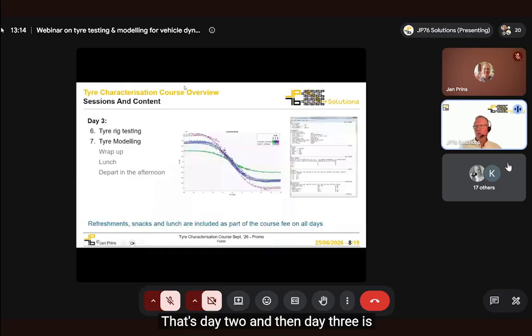That's day 2, and then day 3 is the final day. It's really only a morning where we'll finish off with tyre rig testing, because the state of the art still is that you need to do an awful lot of tyre testing to get data to create models from. So we'll explain everything about that, and then we'll finish off with a session on tyre modelling: what tyre models would you use for whole vehicle dynamic simulation, and the pros and cons, and all those good things. And then we'll wrap up with lunch, questions.